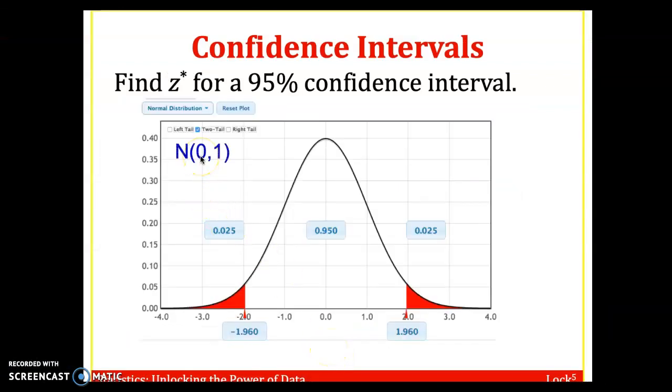So again, going over that idea again, we want to make sure we're in the normal distribution, centered at 0, standard deviation 1. Make sure that middle says 95%. And then down here, that is Z star. It's the value that cuts off the middle 95%.